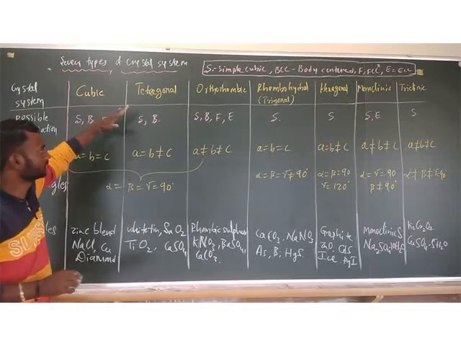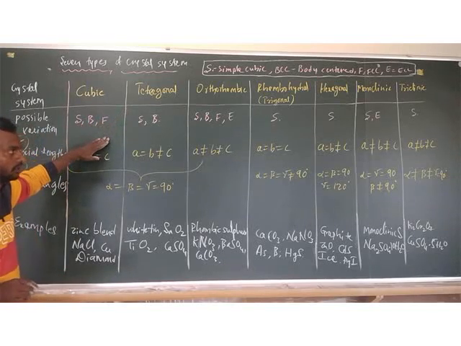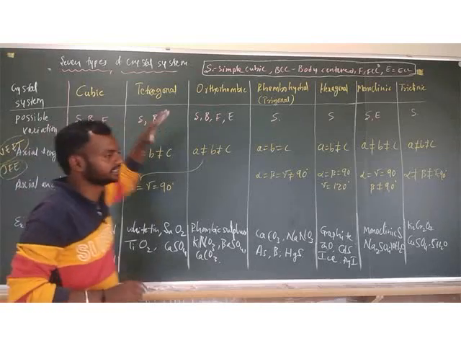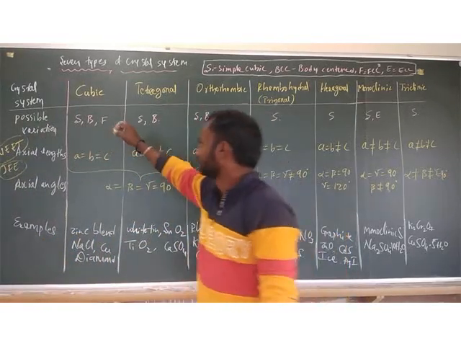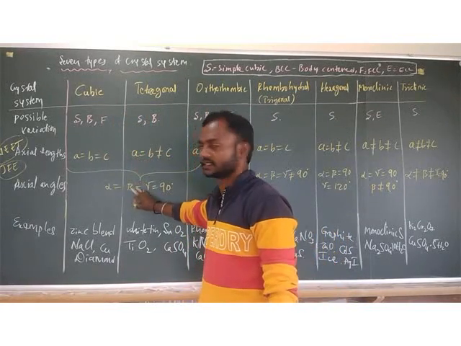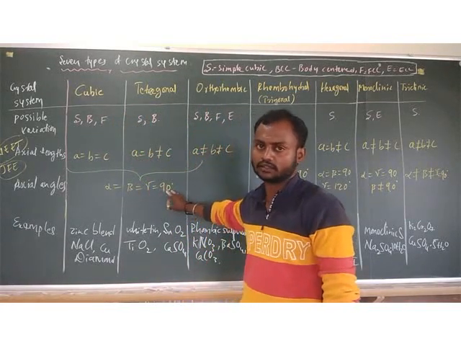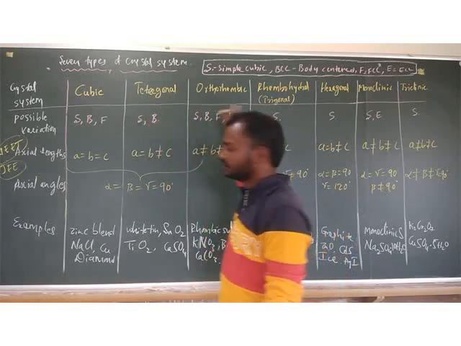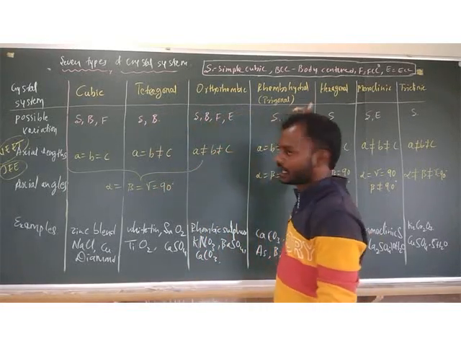So cubic, tetragonal and orthorhombic. You can remember with an easy concept, in a systematic way, so that these edge lengths as well as the axial angles can be remembered easily. For example, the easy way is CTO or HMT.